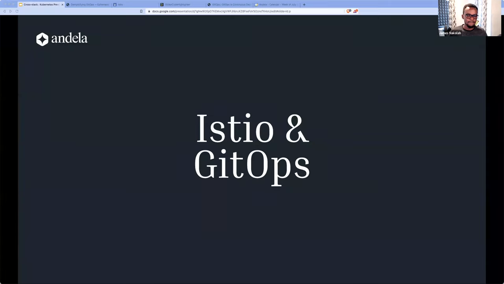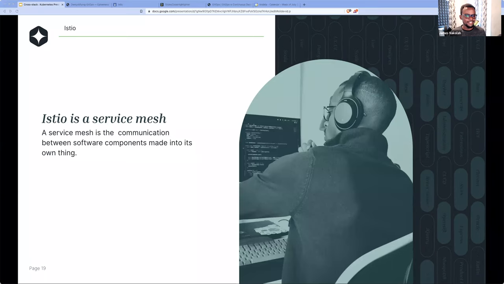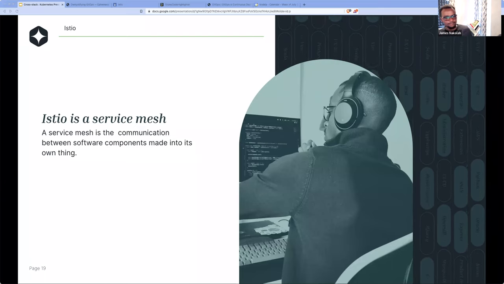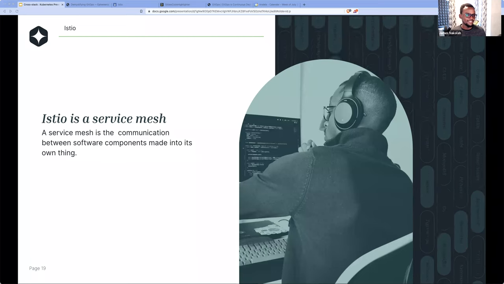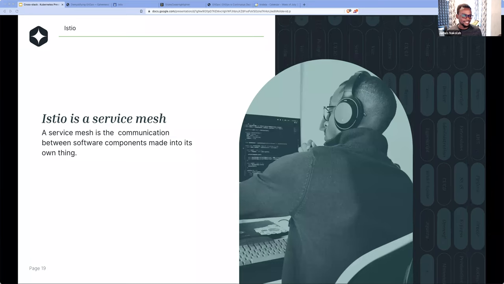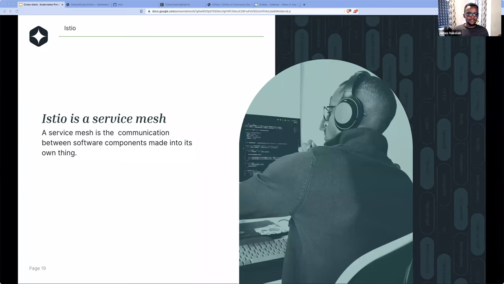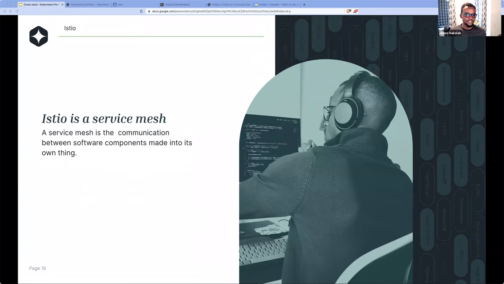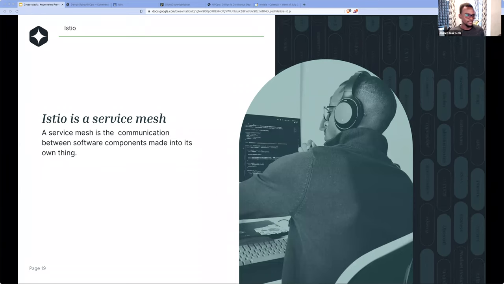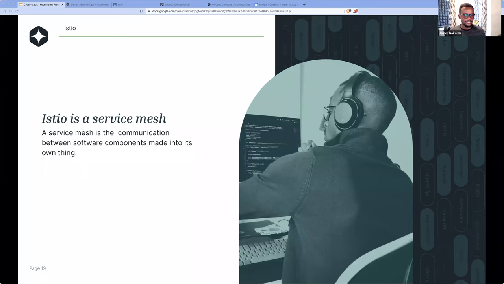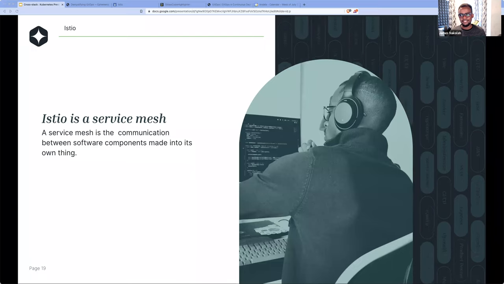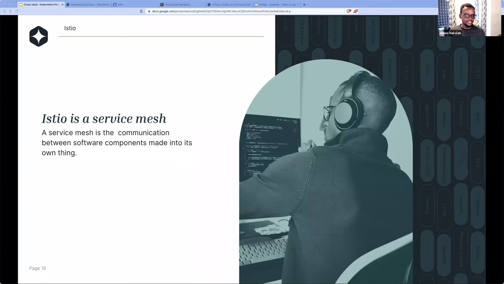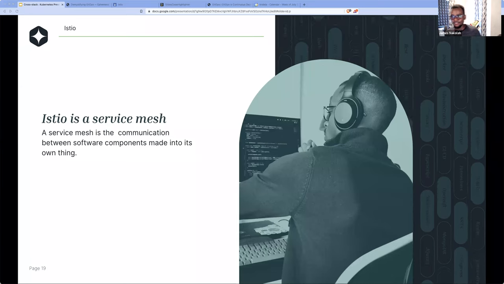Okay. And just to have everyone on the same page, Istio is a service mesh, or say a service mesh implementation. And for a service mesh, there is a much more robust definition in the documentation that goes into the details about what a service mesh does. But keep it sweet and simple. My definition is a service mesh is just the communication between software components made into its own thing. So you remember one of the challenges with microservices is inter-service communication. And a service mesh is here to help with at least handling that kind of communication.